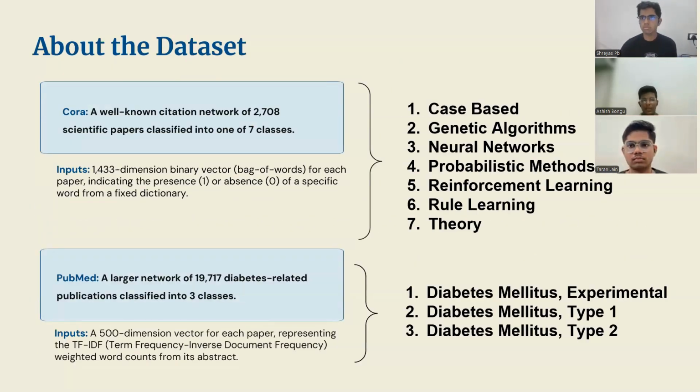In this analysis, we are going to analyze two datasets. The first one is Cora. It's a well-known citation network of 2,708 scientific papers classified into seven classes. Those are case-based, genetic algorithms, neural networks, probabilistic methods, reinforcement learning, rule learning, and theory. The inputs of this Cora dataset are 1,433 dimension binary vectors. That means there are 1,433 words, each given a binary value indicating whether it is present in the paper or not. Based on this input, we'll train the model along with the citations given to a single node.